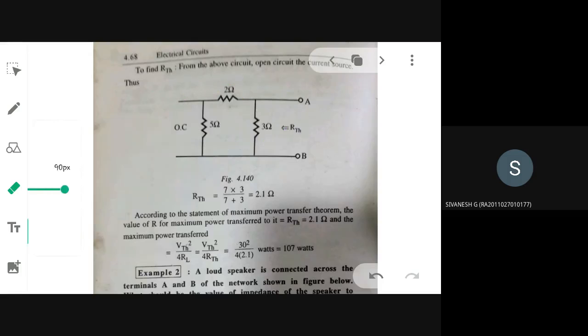Alright. So now you know what is VThevenin. Now you know what is your RThevenin. Tell me what is your P max and what is your RL value. Just now I told you the formula for doing it, no? VThevenin square by 4 RL. The value of RL is equal to RThevenin. Under that condition only maximum power will be delivered from source to the load side. So RL will be equivalent to RThevenin, which is 2.1 ohm.